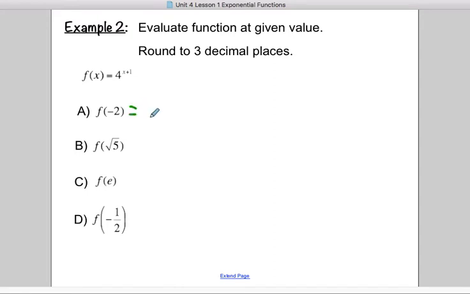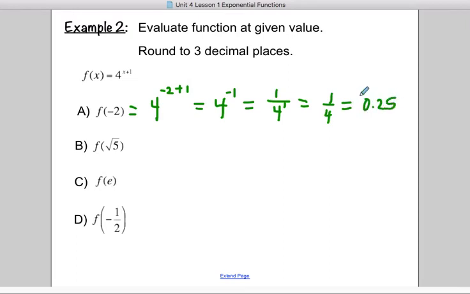So I'm plugging in -2. So it's really 4 to the -2 plus 1. -2 plus 1 is -1. And I would think about this as 1 over 4 to the positive first, right? If I bring negative exponents to the denominator, which is just 1/4. And if it wants decimals, I'd write it as 0.25.